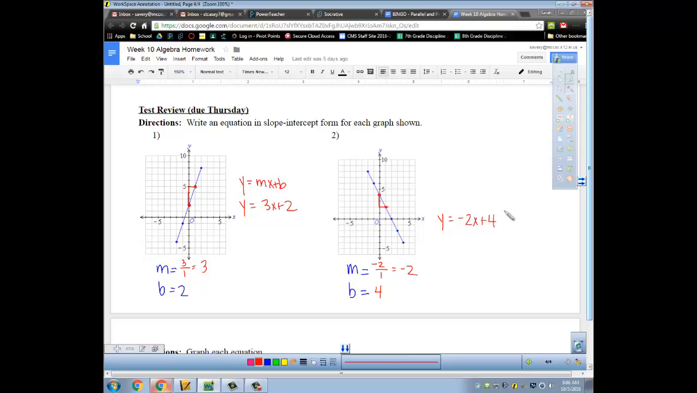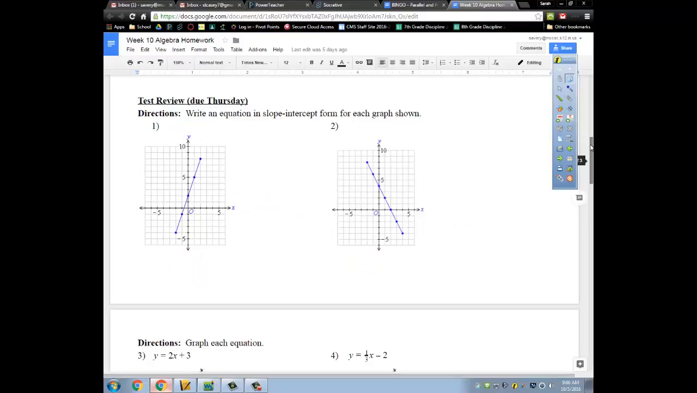So a way to check your sign on your slope, if it's going up like number 1, so as you go from left to right, it increases, that's a positive slope. For number 2, as you go left to right, it's going down, so that's a negative slope. So just a way to kind of check your slope. Okay, moving on.